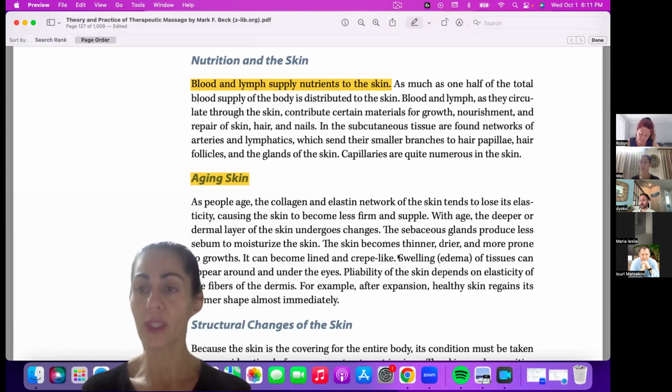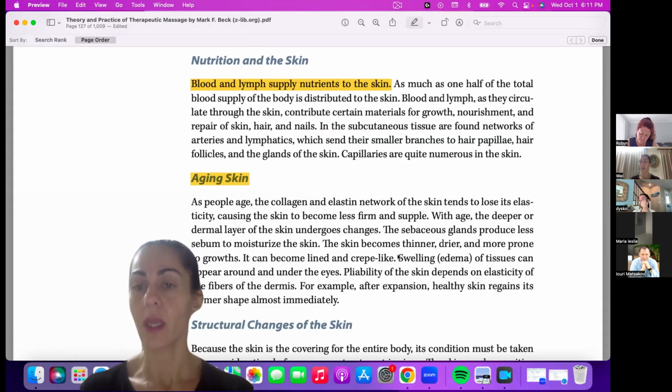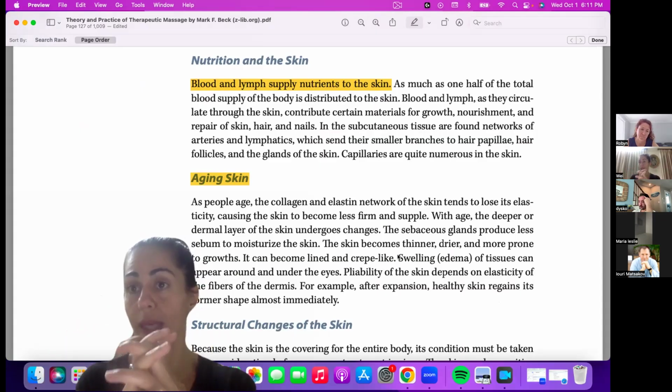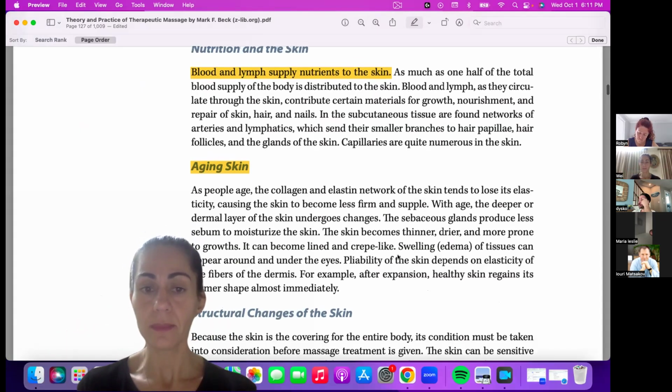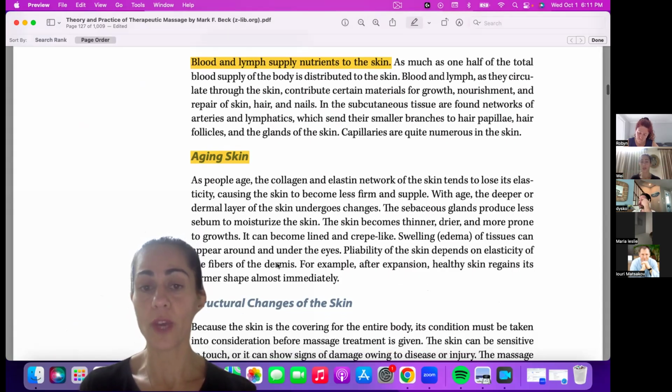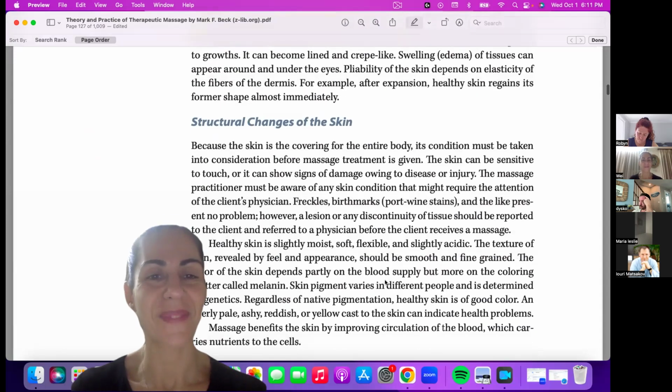If there's blood flow to the skin continuously, you will get thicker cells. So that's why athletes and people that work out or receive a lot of massage, people that take care of the skin, tend to have better skin, firmer connective tissue. And the elasticity of the fibers of the dermis becomes less pliable. So aging is not fun. All righty.